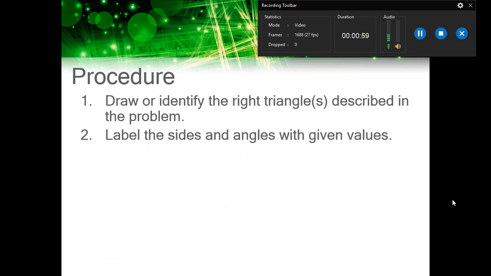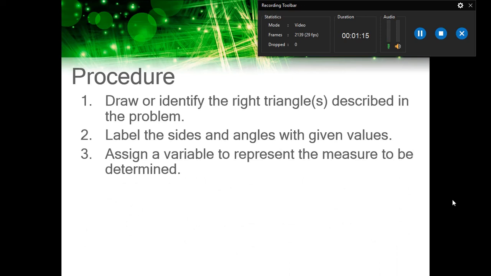Once you've drawn the picture, make sure you label the sides and angles with anything that is provided in the diagram. Sometimes it's a two-part problem, and sometimes they provide extra information that is used to distract you. Determine what is going to be found, and assign a variable to represent that measure. If it's a side length, obviously you can use X or Y. If it's two different sides, make sure you choose two different variables. If it's an angle measure, you'll probably want to assign theta.